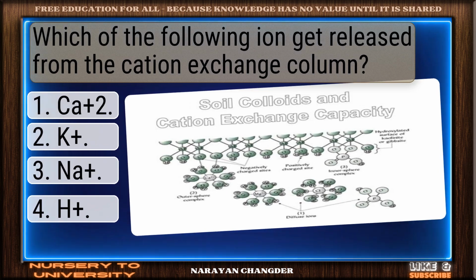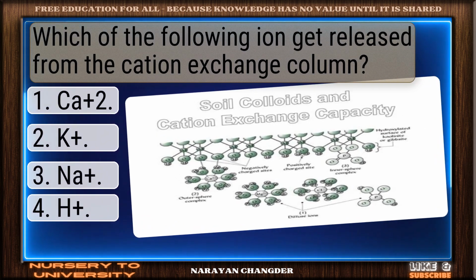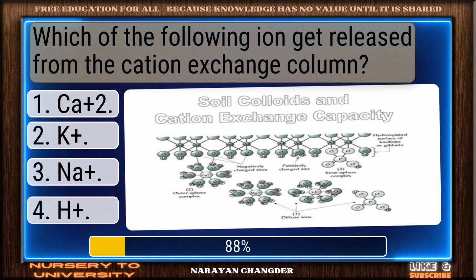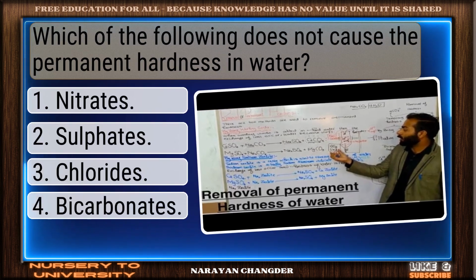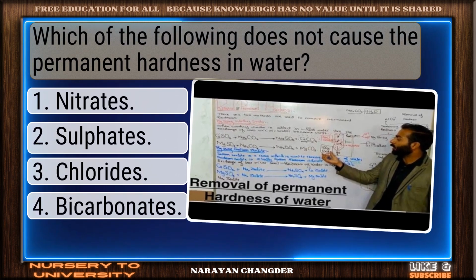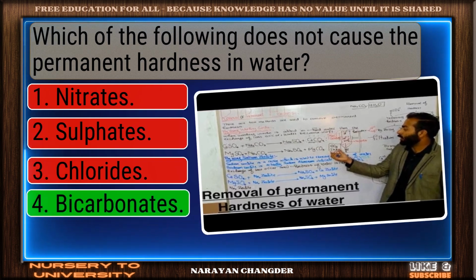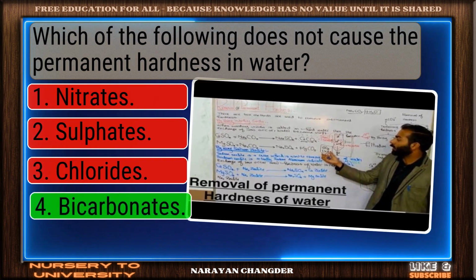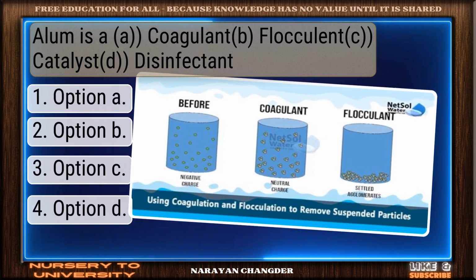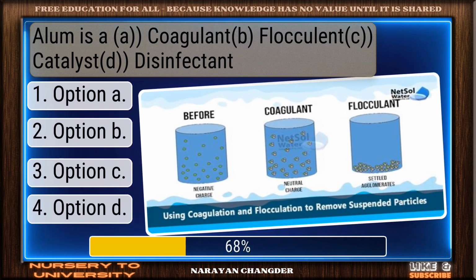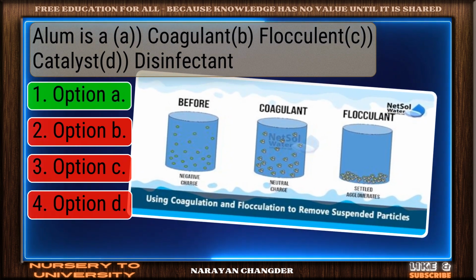Which of the following ion get released from the cation exchange column? Smart move. H+ is an accurate answer. Which of the following does not cause the permanent hardness in water? You chose bicarbonates, and it is correct. Alum is a coagulant, flocculant, catalyst, disinfectant. Well done. Option A is the right choice.